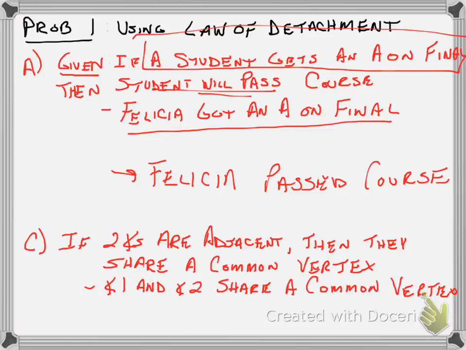Kind of skip B, so we go to C. If two angles are adjacent, then they share a common vertex. They tell you then that angle 1 and angle 2 share a common vertex. Well, they're not saying they're adjacent. They're not saying that the hypothesis is true. So you can't assume anything about these two. Just because they share a common vertex doesn't mean they're adjacent. For example, if we have vertical angles that share a common vertex A in the middle, those are not adjacent angles, but they do share a common vertex. So the hypothesis isn't true, therefore we can't say anything about this.